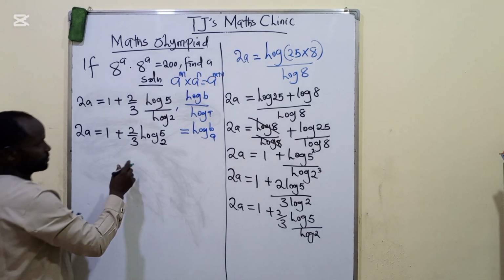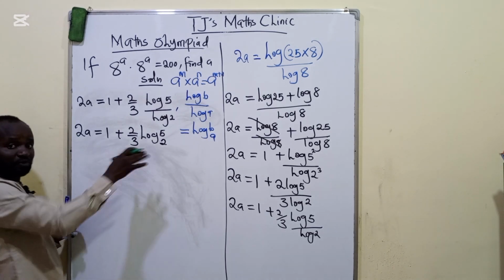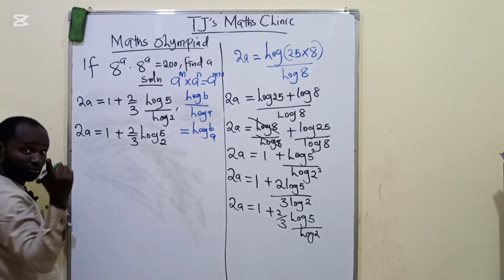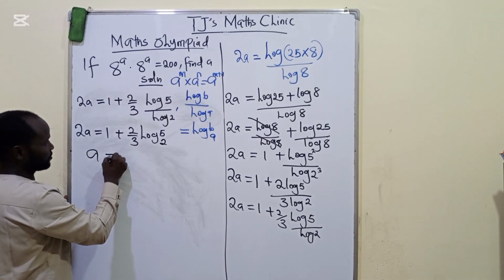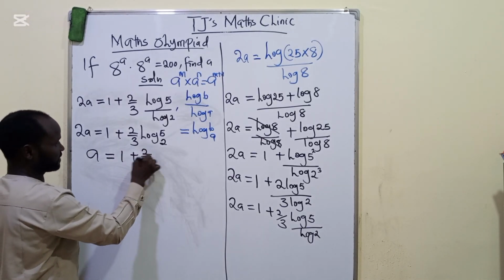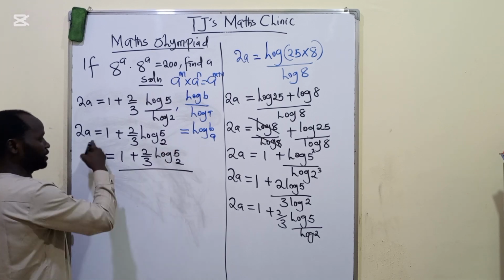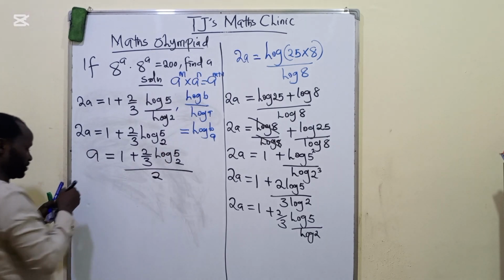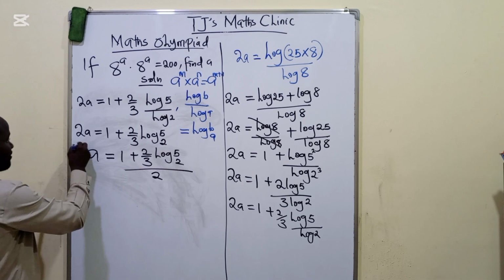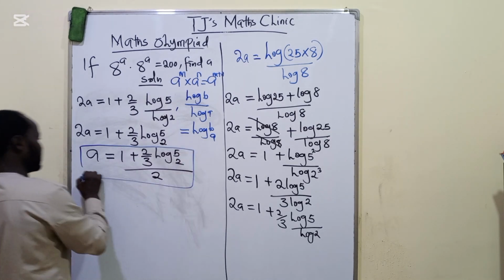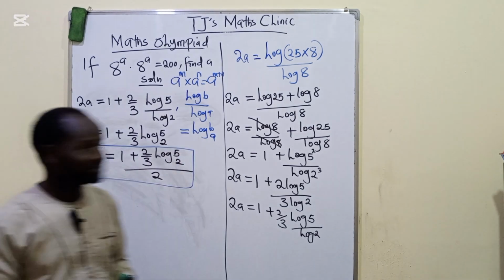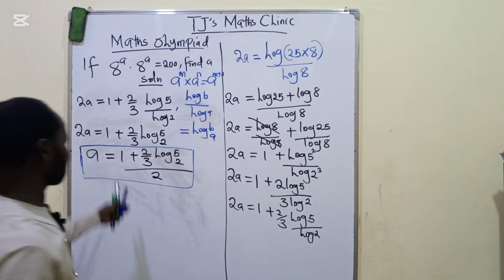Very important. Okay, so the next thing to do now is to divide both sides by 2 to get our a. We're almost there. a now will be equal to (1 + 2/3 log 5 to base 2) all over 2. So this will now be the value of our a. Very important. And we can check.